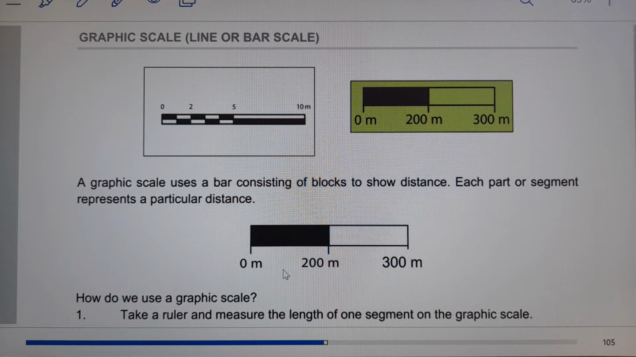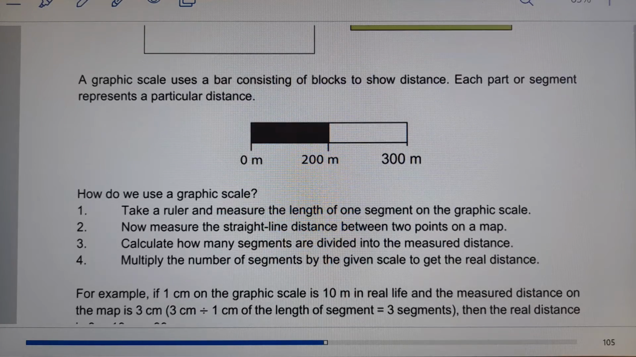I get 200 meter. So black represents 200 meter. But for this white block, it's 300 meter minus 200 meter, and the answer that I get is 100 meter. So the white block represents 100 meter. That is the graphic scale. Okay. Now, they say, how do we use the graphic scale?